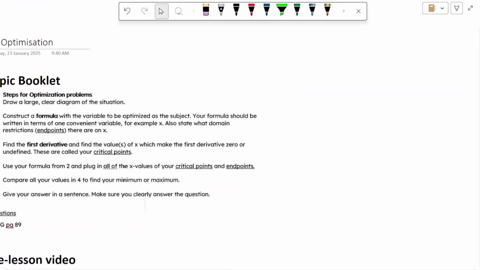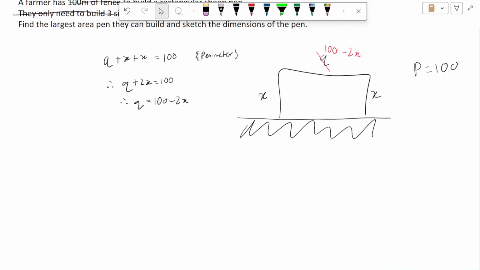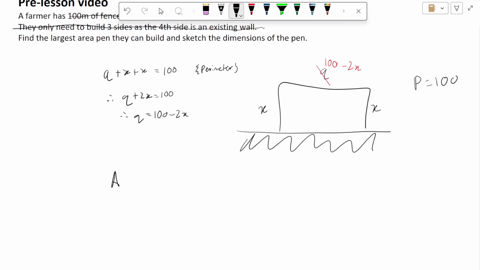Next, all right, we've drawn the clear diagram. Construct a formula for the variable to be optimized. Everything you do should only have one letter in it. Usually it's X. The area, well, it would have been X times by Q, or length times by width. So I'm going to write this as X times by what we figured out Q was, 100 take 2X, just like that. All right, I might expand it: 100X take 2X squared.